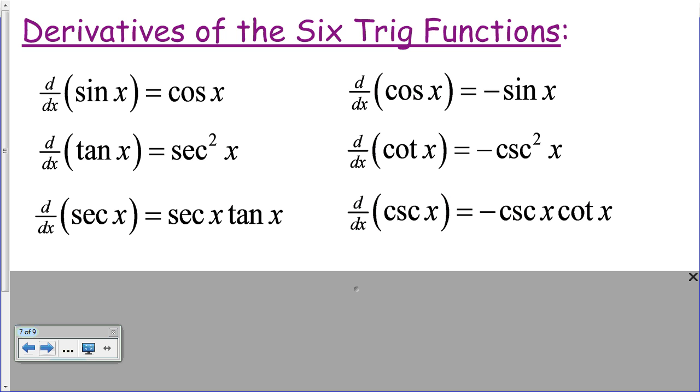So you have, first of all, the derivative of sine of x. Again, remember that's another way that we can write the derivative of a function, d dx of sine of x. That's the derivative of sine of x is equal to cosine of x. The derivative of tangent of x, we found out, was equal to secant squared of x.